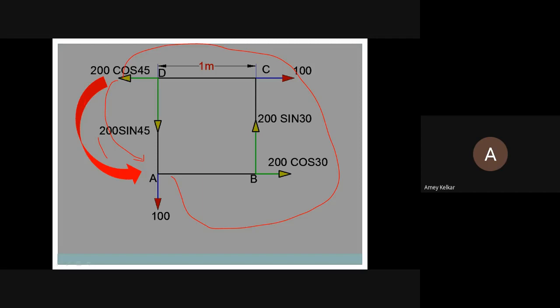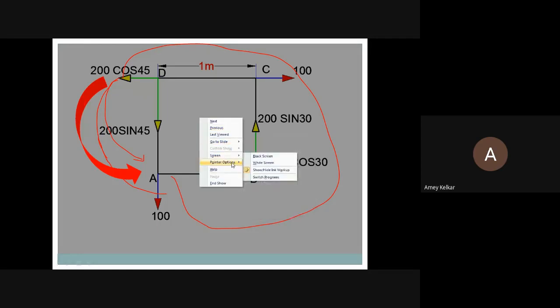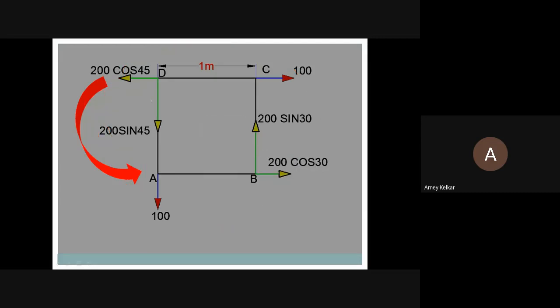So 200 cos 45 will reach point A by turning. In which direction am I turning? Anti-clockwise, so it will be minus. This is how we have to go ahead. Again, I'm repeating: from this point, you want to reach point A, because point A is the one about which we are calculating moment. It will turn like this only, because this way is the longest path. So this is the rotational action, and it is in the anti-clockwise direction, so this will be minus.